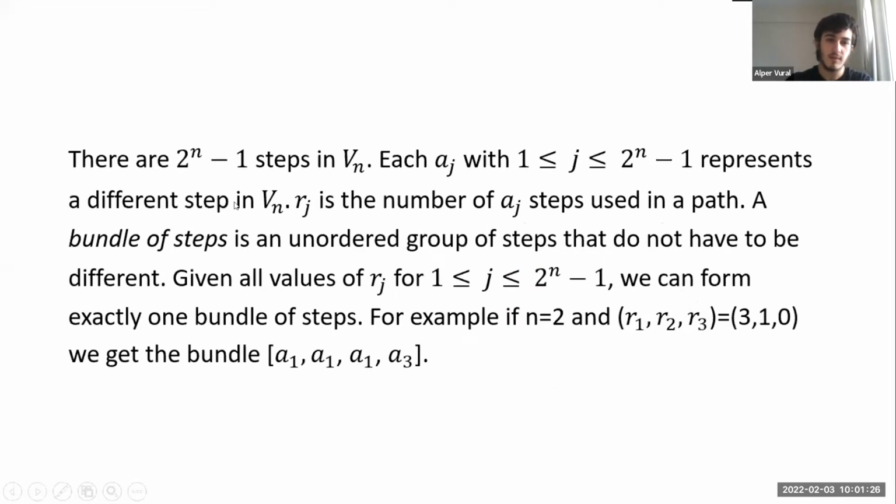There are 2 to the power of n minus 1 steps in Vn. Each aj, with 1 smaller or equal to j, smaller or equal to 2 to the n minus 1, represents a different step in Vn. Rj is the number of aj steps used in a path. A bundle of steps is an unordered group of steps that do not have to be different. Given all values of Rj, we can form exactly one bundle of steps. For example, if n is equal to 2 and R1, R2, R3 is 3, 1, 0, we get the bundle A1, A1, A1, A3. There are 3 A1 steps.